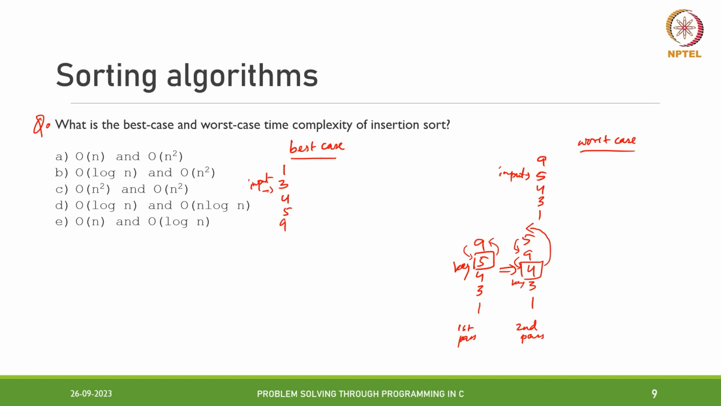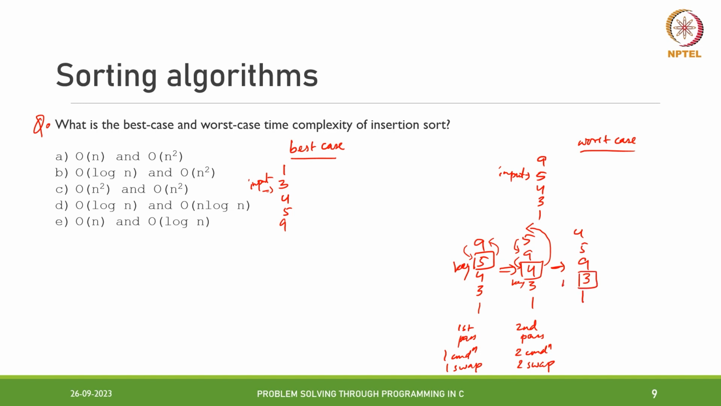Alright, so what happens here? How many conditional checks are we doing? We are doing only one conditional check here and one swap. Now here we are doing two conditional checks. We compared 4 against 9, we swapped it, and then again we compared 4 against 5 and swapped it. So two conditional checks, two swaps.